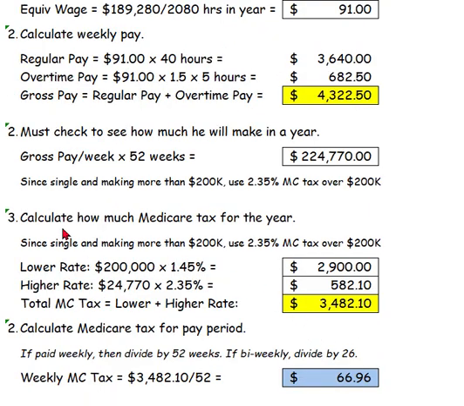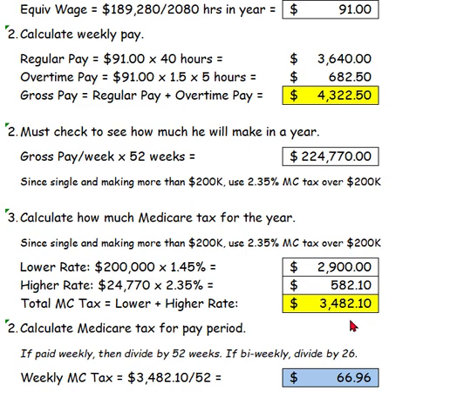So we're going to calculate how much Medicare tax for the year. We look at the lower rate, $200,000 times the 1.45%, and that yields $2,900 in taxes. He also makes $24,770 above 200, so we take that number times the 2.35%, which yields that number. If you add the two together, you come up with that.